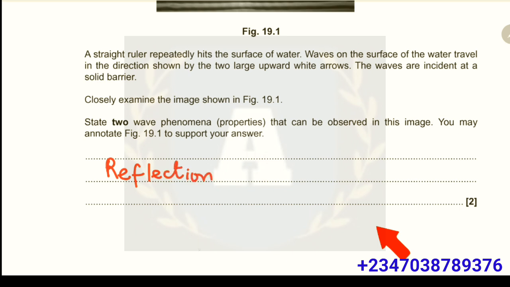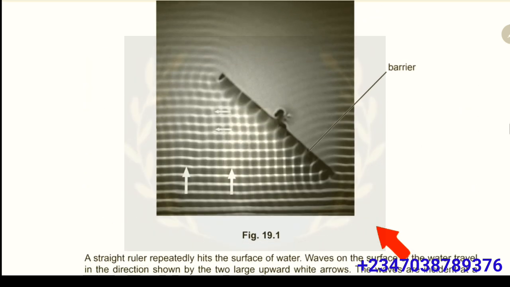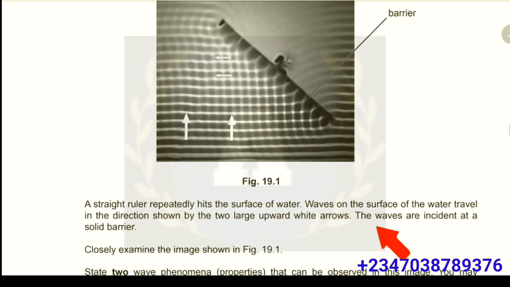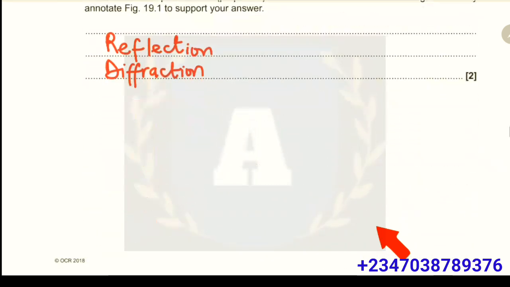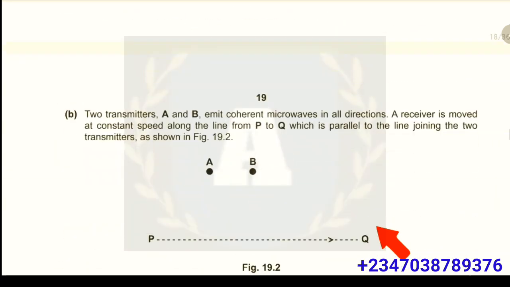And two is diffraction. Okay, the water can also be diffracted, as you can see it spreading out. The spreading of a wave when it encounters an obstacle, that is what we refer to as diffraction.